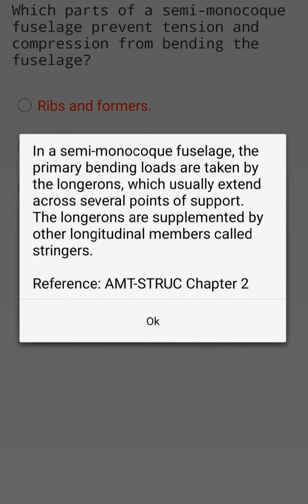Which parts of a semi-monocoque fuselage prevent tension and compression from bending the fuselage? Longerons and stringers. In a semi-monocoque fuselage, the primary bending loads are taken by the longerons, which usually extend across several points of support. The longerons are supplemented by other longitudinal members called stringers.